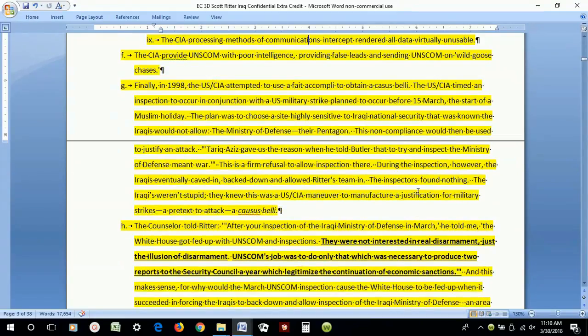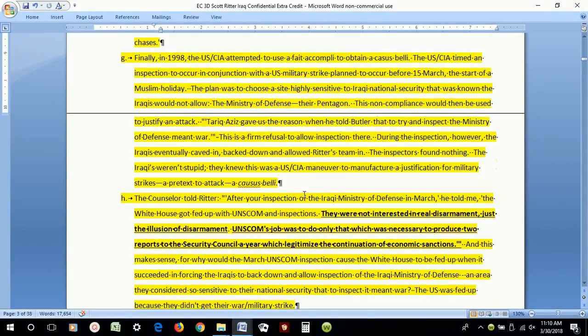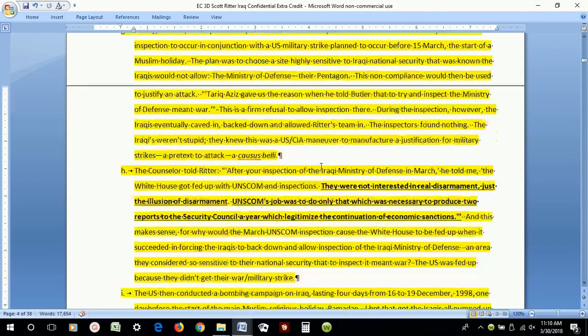The inspectors found nothing. The Iraqis weren't stupid. They knew that this was a CIA maneuver to manufacture justification for a military strike, a pretext for attack, casus belli. That's my opinion here. I mean, they're not stupid. Come on, they knew this. They're jamming them, trying to get an excuse to attack.